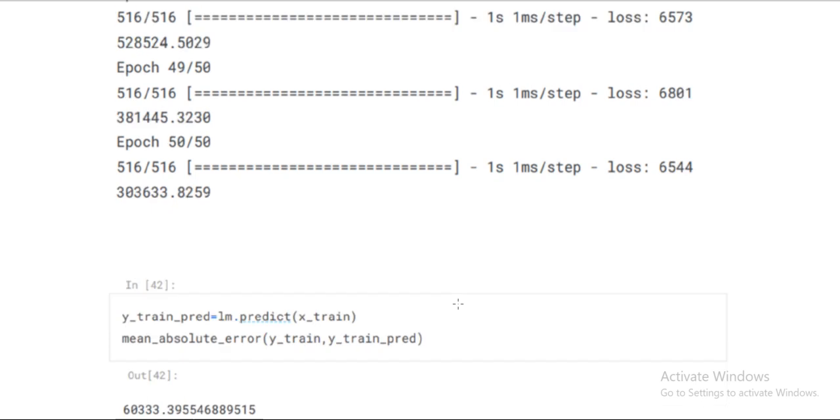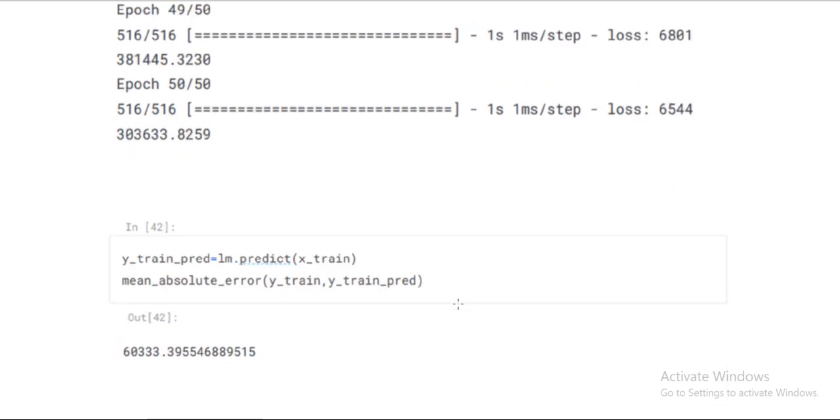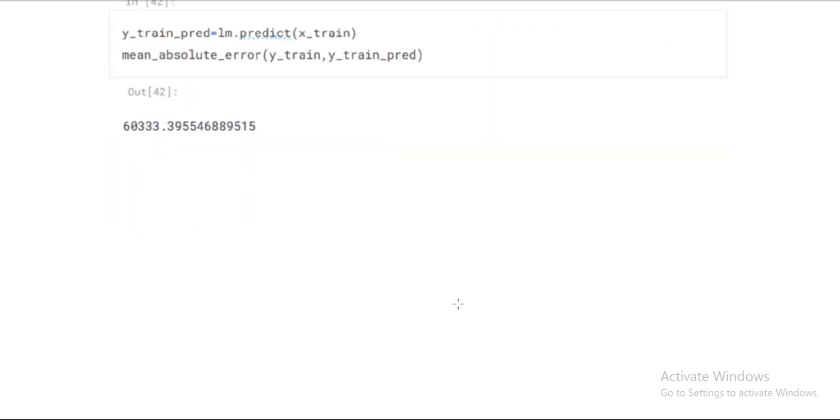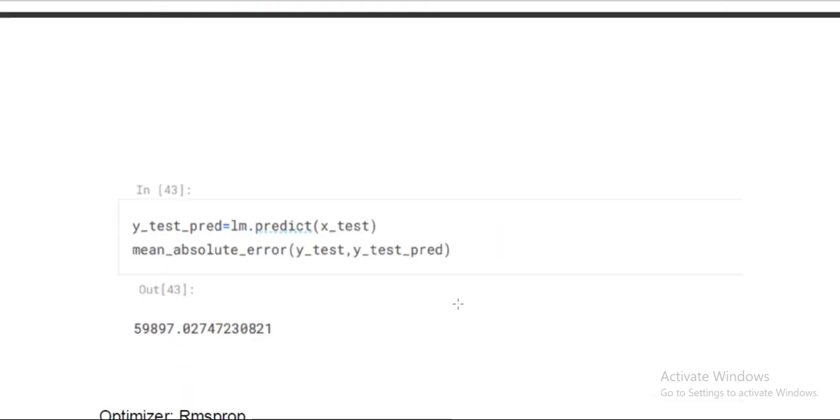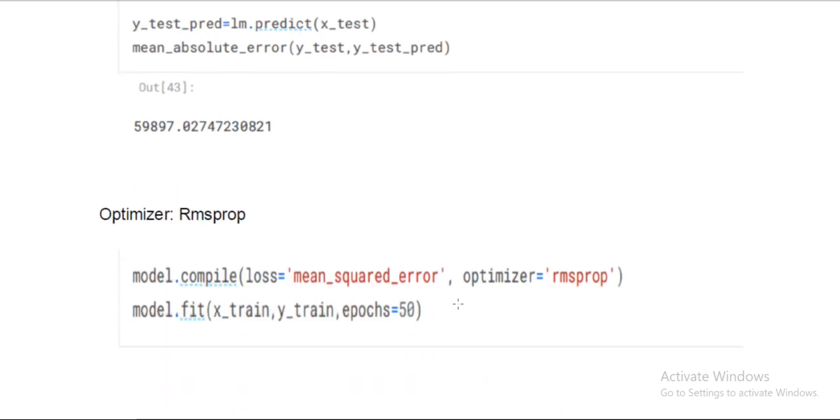For the model that I have designed, I got for the 50th epoch the loss as shown, and I have also taken a sample and tried to predict it, and got the mean absolute error over here. You can use the same way and try to predict your mean absolute error.